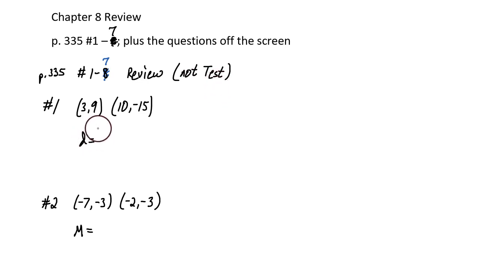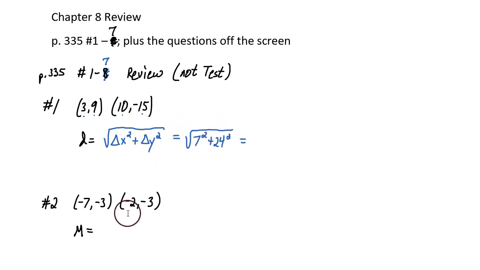Question 1, we're asked for the distance between these points. So you use the distance formula: the change in the x values squared plus the change in the y values squared. Look at the x values. It changes from 3 to 10. That's 7 units. Look at the y values. It's changing from 9 to negative 15. That's 9 plus 15 units, which is 24 units. Then take a calculator and type in this entire expression. The result is 25.